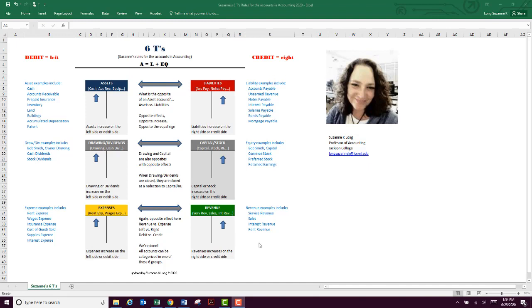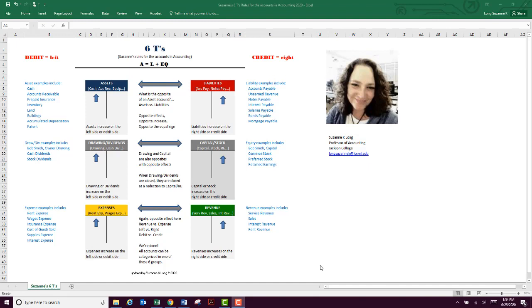Revenue, there's really not that many revenue accounts. Service revenue and sales revenue are really, depending on the kind of business, what you're going to see. And then there's a few other possibilities. Expenses, oh my goodness, there's so many possible expense accounts. So this is definitely just a sample. There's lots and lots of kinds of expense accounts. So that's just a little bit about the 6 T's sheet.